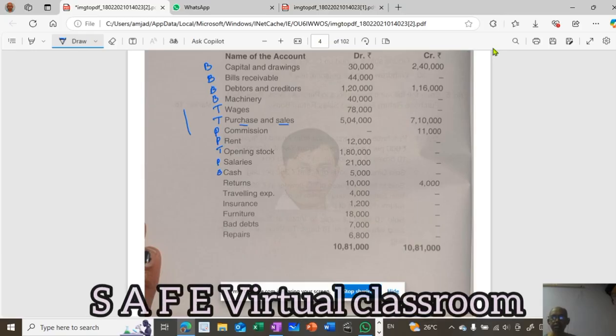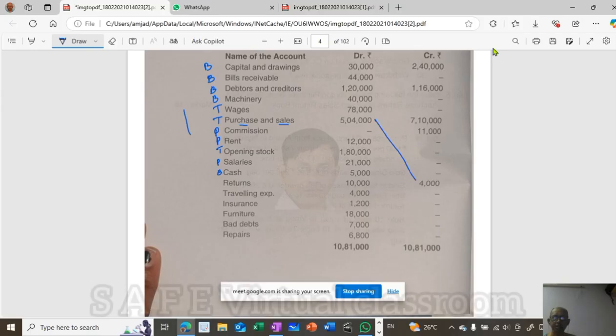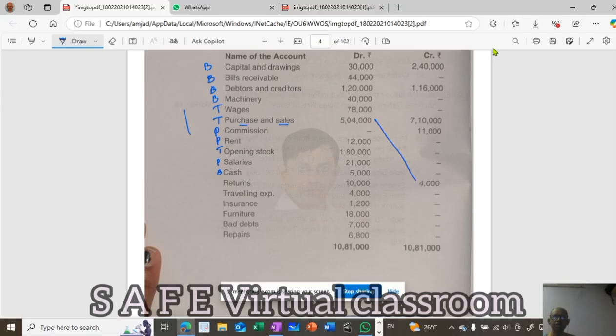Returns. See, debit 10,000, credit 4,000. So returns means I told you, you have to see reverse. This is purchase return. 4,000 is purchase return, because the opposite of purchase is returns. So 5 lakh 4,000 minus 4,000 will be net purchases 5 lakh. So 7 lakh 10,000 minus 10,000 will be net sales. 7 lakh is net sales, 5 lakh is net purchases.